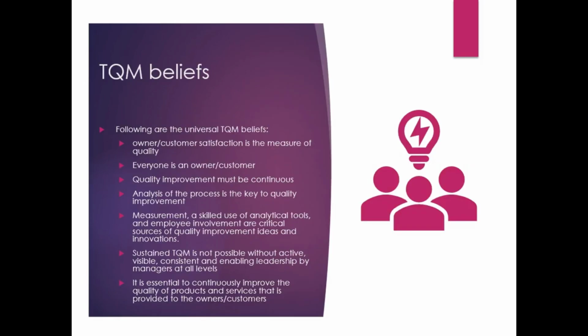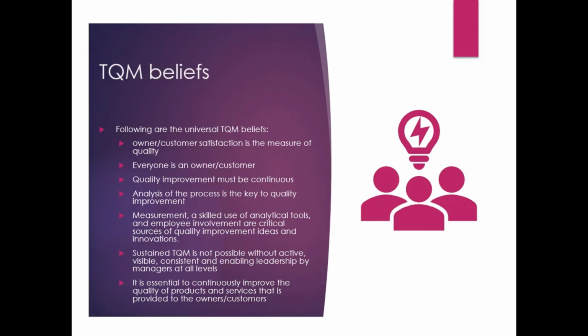So the following are some universal total quality management beliefs. The first one being that customer satisfaction is a measure of quality, and everybody is an owner or a customer of the final product. Quality improvement must be a continuous process at all times. Analysis of the process is the key to quality improvement. So you look at the process as a whole and how each piece knits together to create one entire process, and you analyze that from beginning to end.